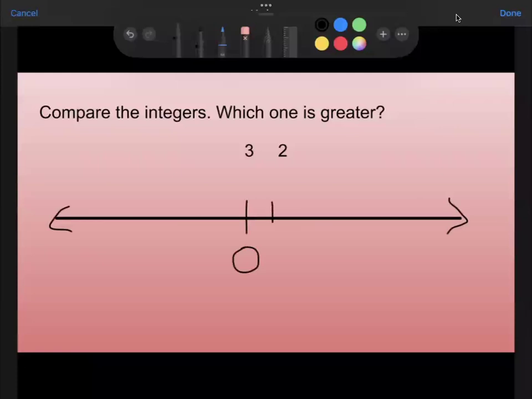So 3 would be 3 units away from 0 on the positive side, and 2 would be 2 units away from 0 on the positive side. So as you can see, the number that's furthest to the right, or the greatest, would be the 3. So that means the symbol is going to open up to the 3, and 3 is greater than 2.